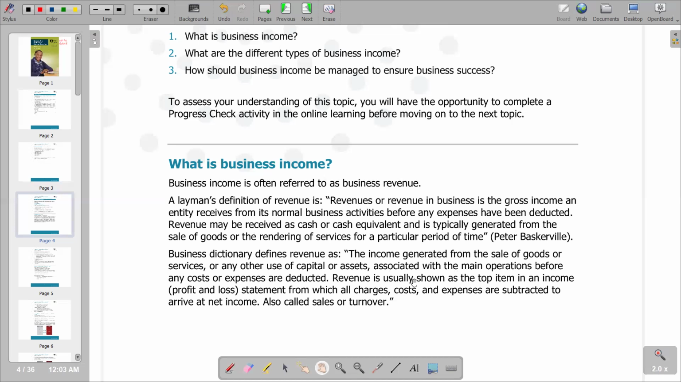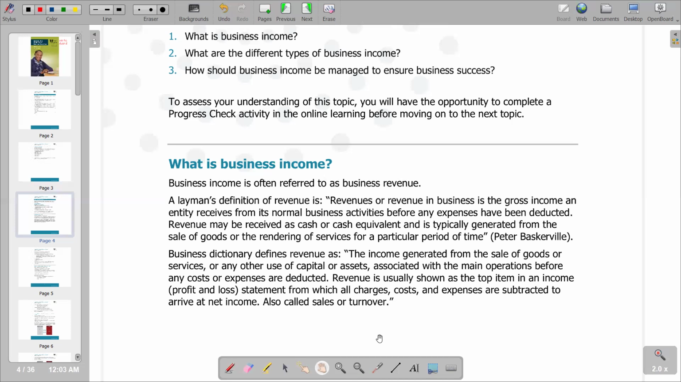As we go forward, it reads: revenue is usually shown as the top item in an income statement, which is the profit and loss, from which all charges, costs, and expenses are subtracted to arrive at net income, also called sales or turnover. So sales or turnover can also be used in place of revenue. They mean the same thing. Revenue is a very important aspect as we calculate the net profit or net income in the statement of comprehensive income, or the income statement as a financial statement.